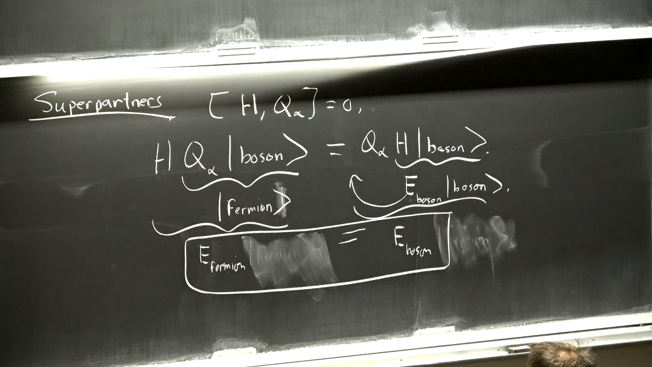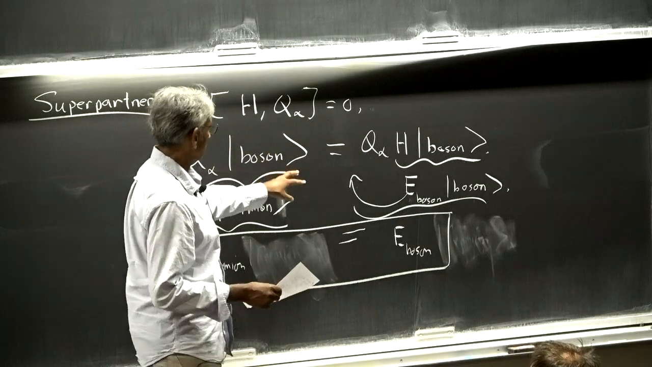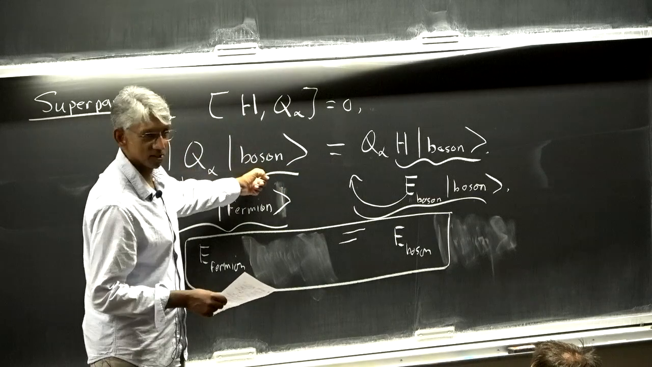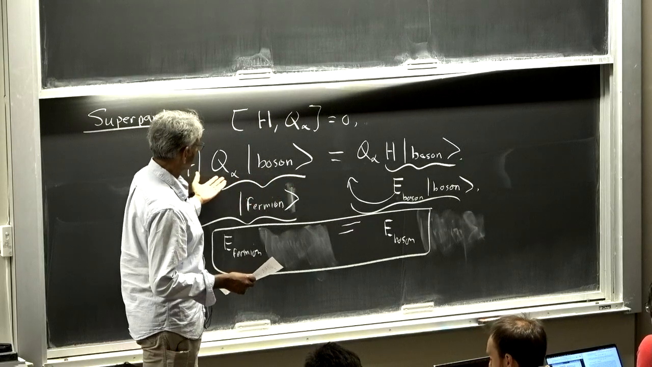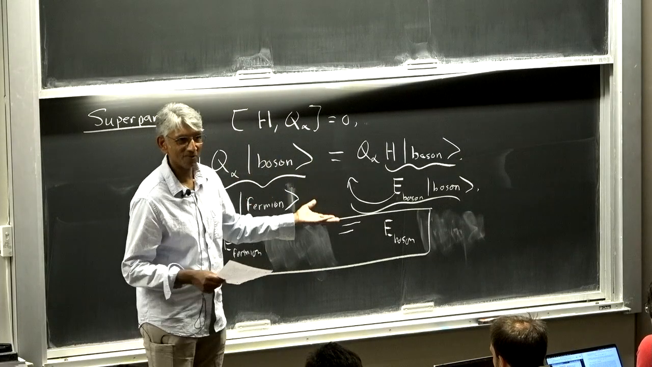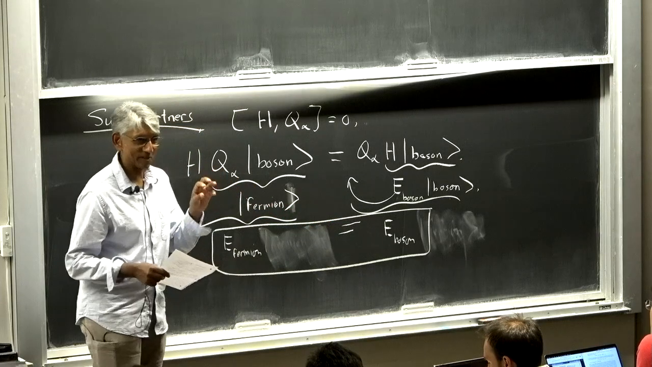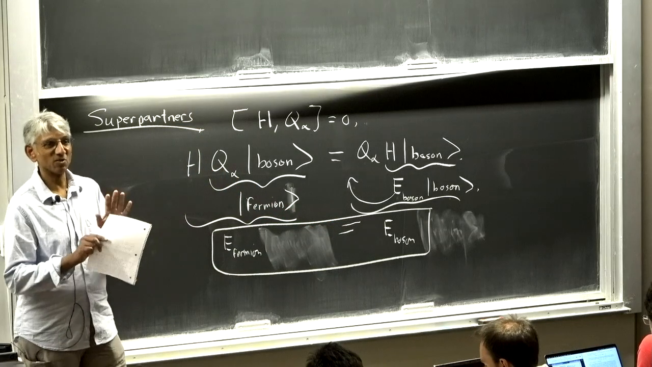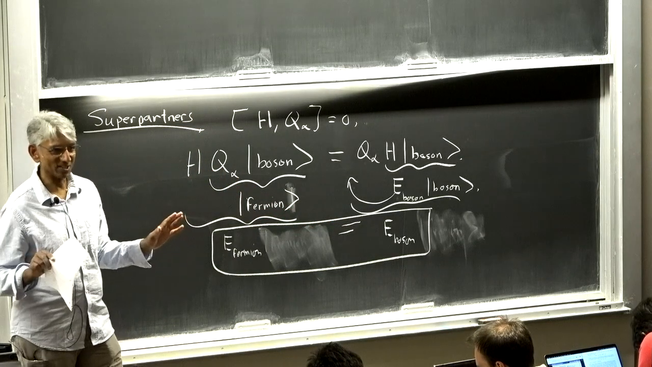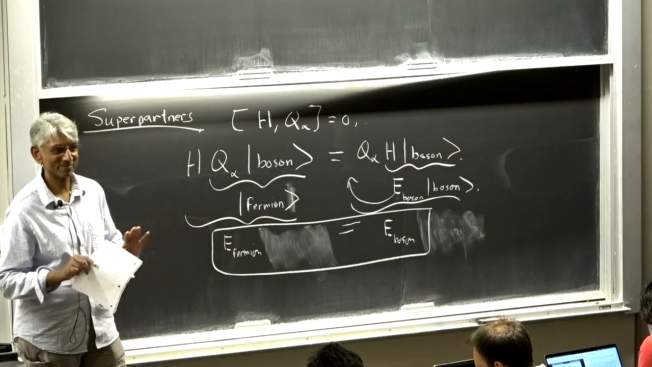So the one case where this wouldn't work would be, suppose I did this acting on this state, say, and let's say I got 0. Now that will get us into spontaneous SUSY breaking. So let me say for the moment, let's go easy on ourselves and not worry about such loopholes. And then this is the basics.